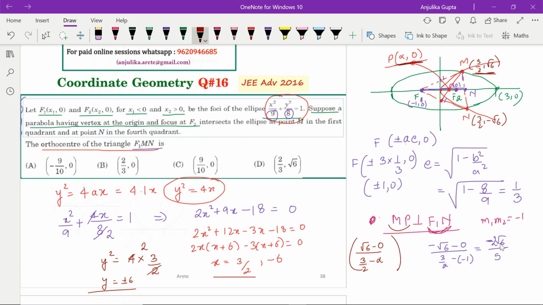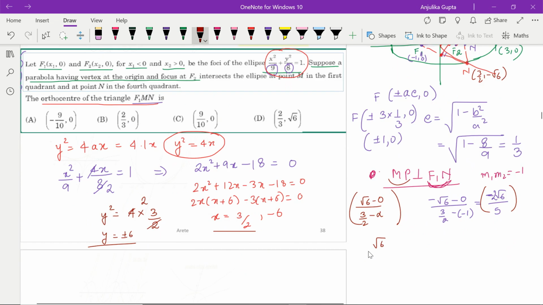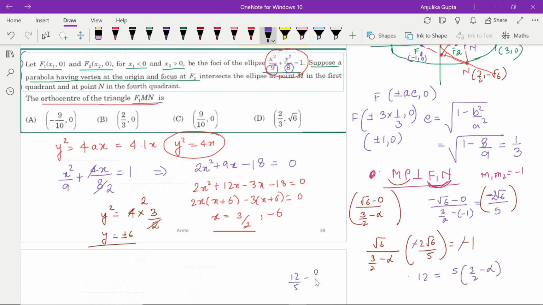Now you know the product of these two should be -1. Let's do that. So the product of root 6 upon 3 by 2 minus alpha, times minus 2 root 6 upon 5, should be -1. That should give you alpha. Let's solve it. The -1 you can cancel off, so you get 2 times 6, that's 12. 12 is equal to 5 times 3 upon 2 minus alpha. So 12 upon 5 minus 3 upon 2 should be equal to minus alpha. Solve it for alpha.